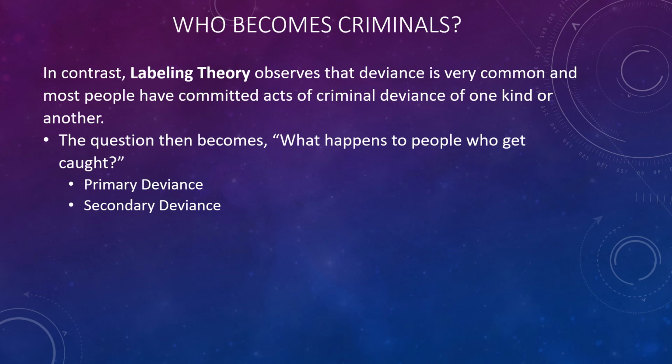But if you do get caught, and then you are labeled as being a criminal, you will then start to take on the mindset of, well, everyone thinks I am a criminal, therefore I must be a criminal. And then after you have taken on that identity of I am a criminal, those crimes after that point are secondary deviance. So those are the crimes you do after you start to think of yourself as being a criminal. Primary deviance, just to restate, is the stuff you do before you are labeled as being a criminal.